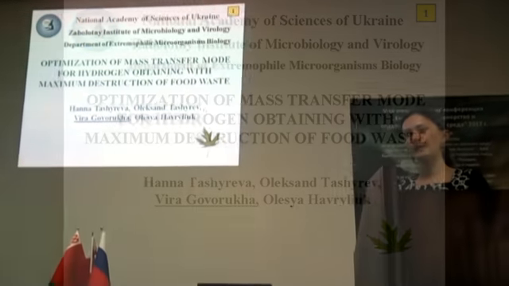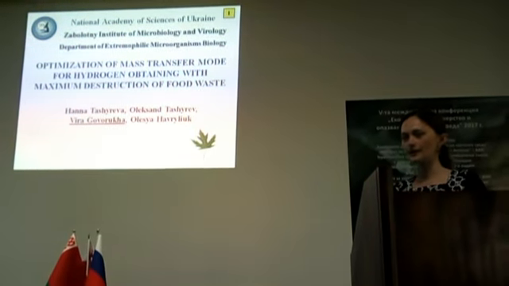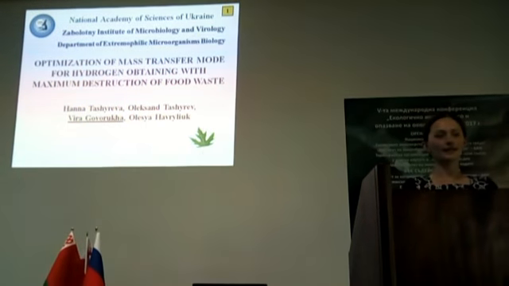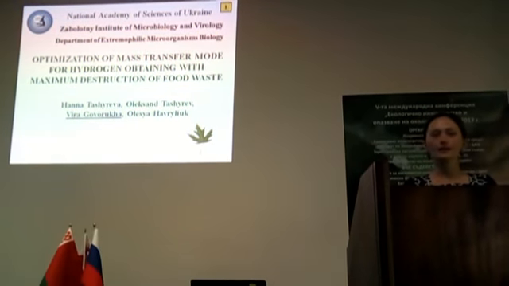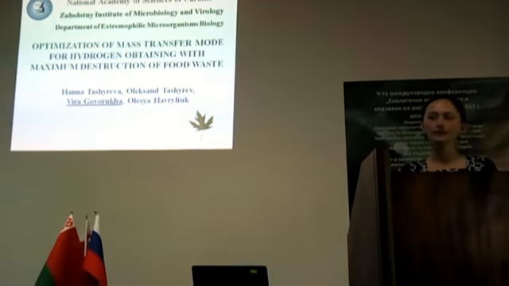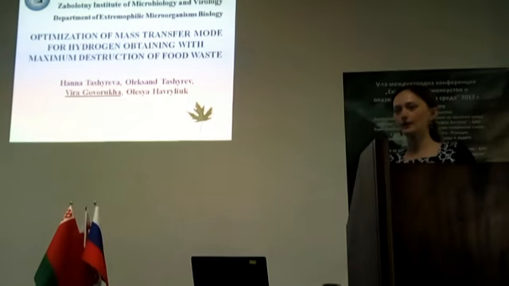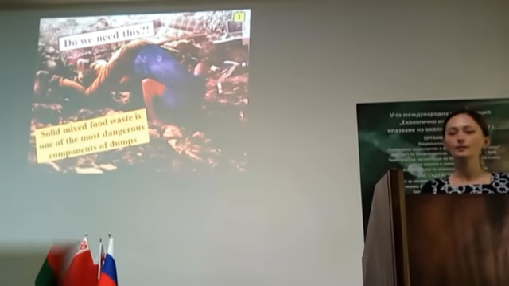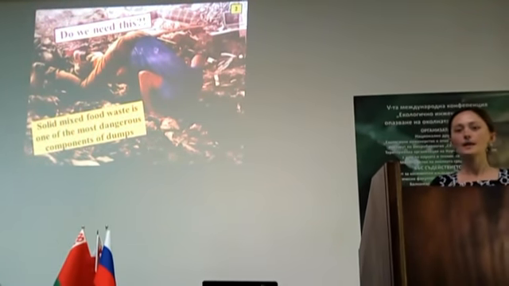We have been working on the problem of biohydrogen obtaining for more than 20 years. As you know, multi-component solid food waste is the most abundant type of waste in the world. And now we can say that we are close to developing effective, environmentally friendly biotechnology for biohydrogen obtaining from multi-component solid food waste. Accumulation of such type of waste is acute all over the world.